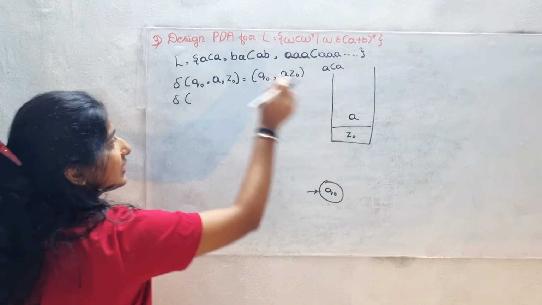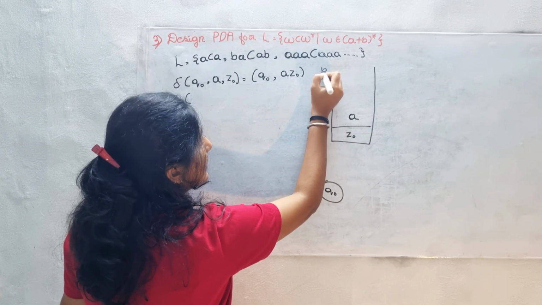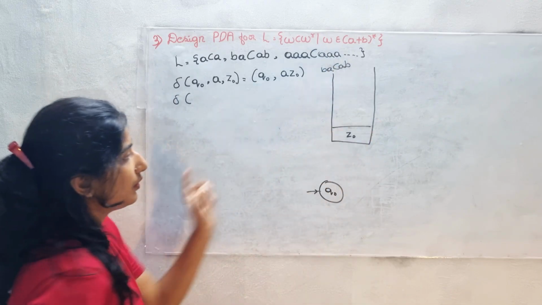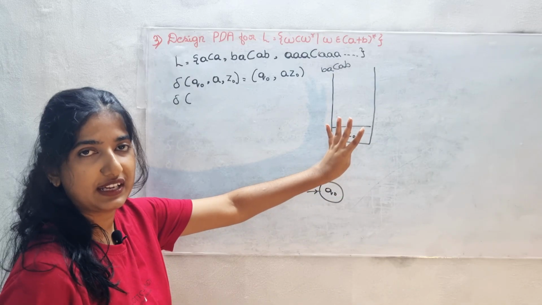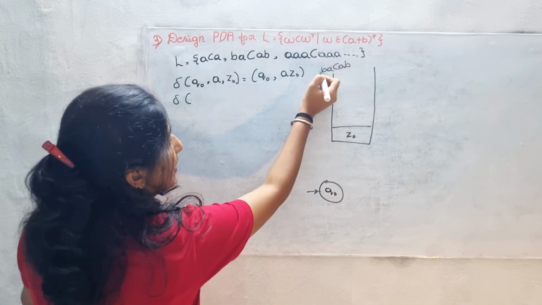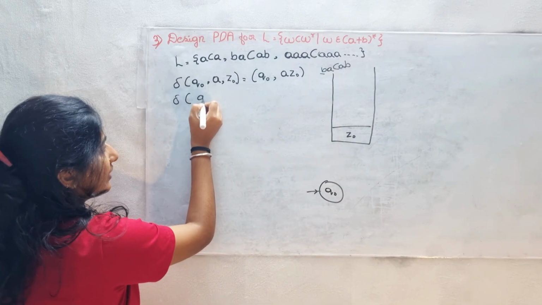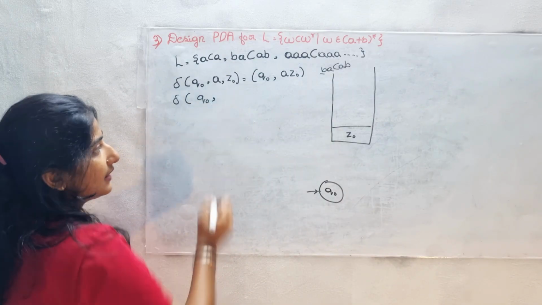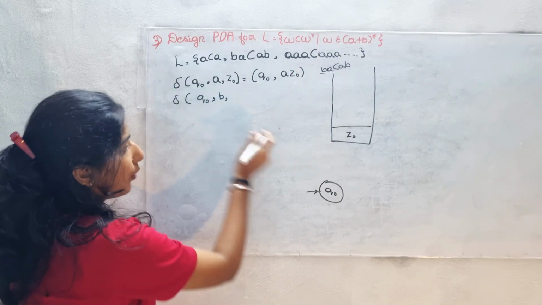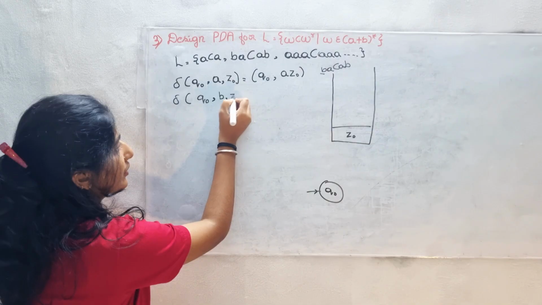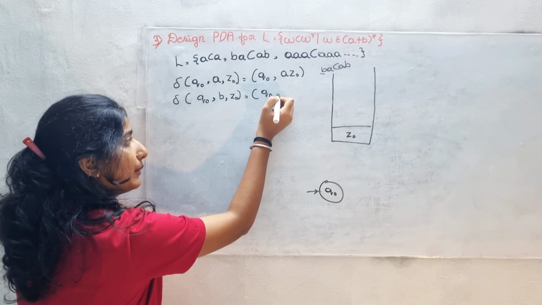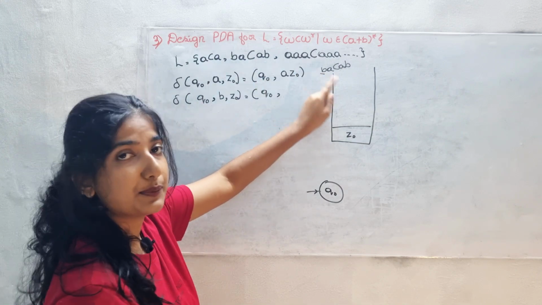Now I am taking this one: BACAB. The stack will be empty at first. So now I have the input symbol B. I will be in state Q0, I got the input symbol B, and the top of the stack was Z0. So I will remain in state Q0 only, because I am pushing this B.